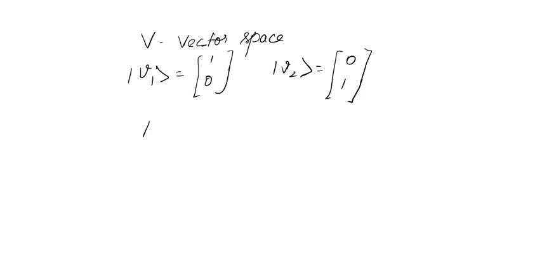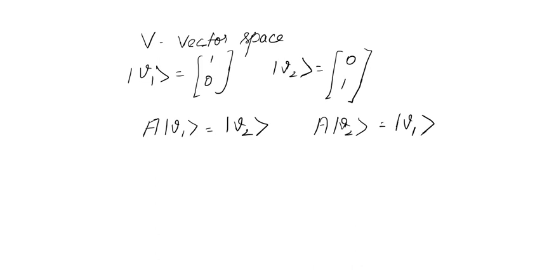So A is a linear operator such that it operates on V1 to give V2, and also it operates on V2 to give V1. So this is the given statement, and what is asked is the matrix representation of A. Okay, so A will be a square matrix with A11, A12, A21 and A22. So we have to determine all these 4 elements. So we can use this statement.